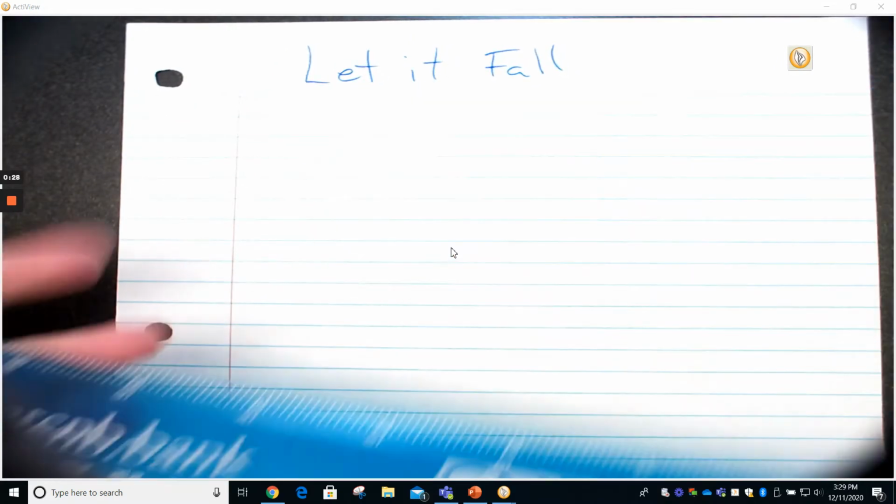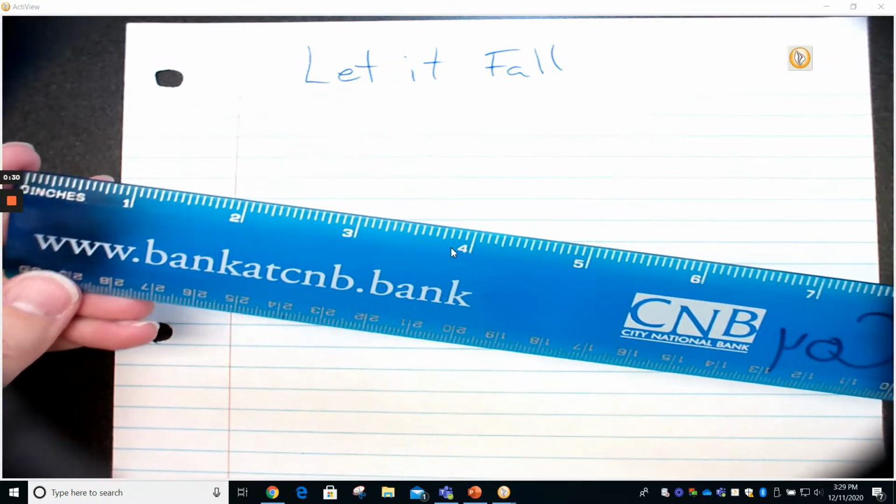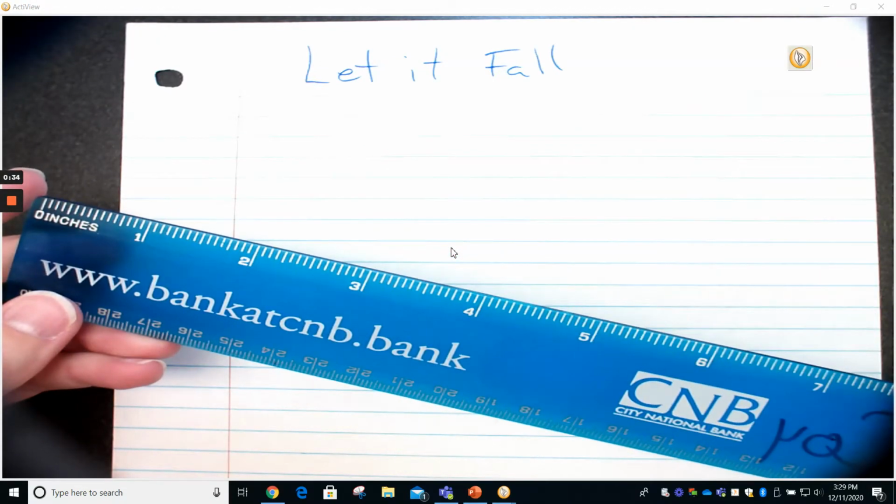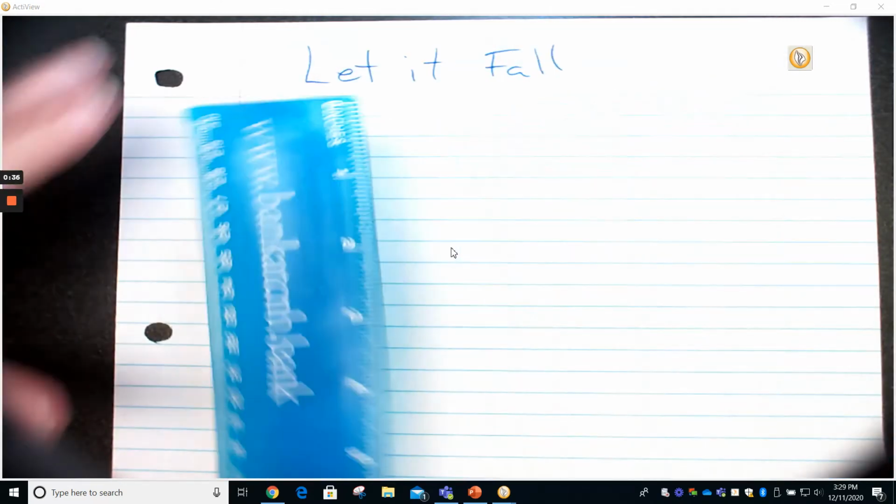Okay, so I have a ruler. If you have a ruler, you can use one too. It might help you make some straighter lines, but if you don't have one, that's okay. Just do the best that you can, okay?